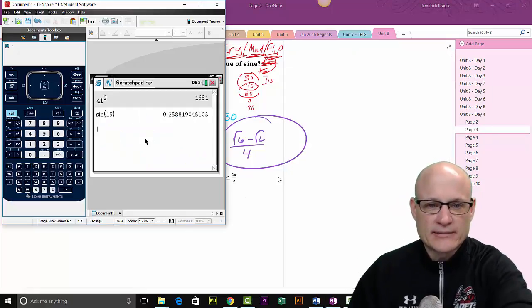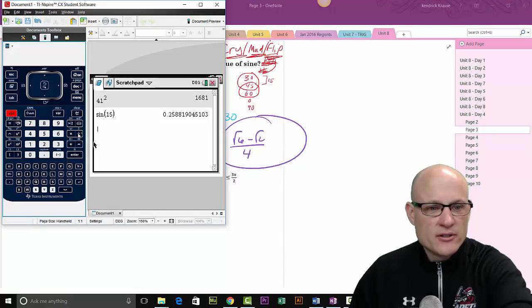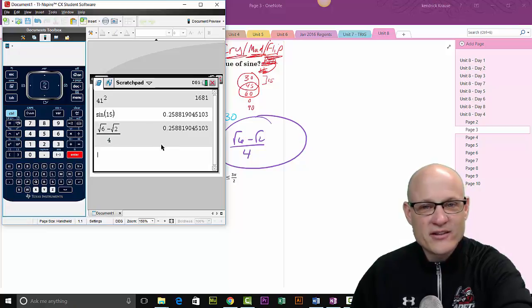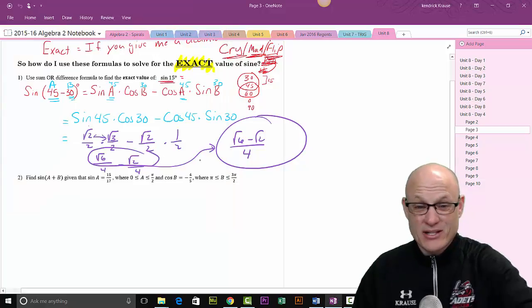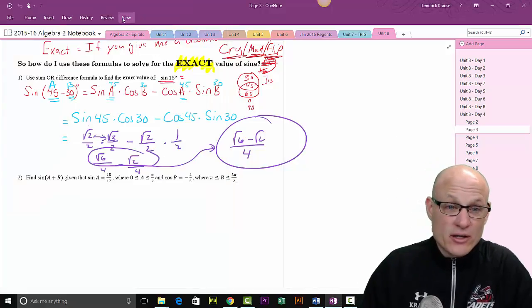Well, let's see what that looks like. Let's see if you said it was the square root of 6 minus the square root of 2 all over 4. Oh, look, the decimals match. That's a quick check to see if you're right, but don't give me the decimals. It'll get ugly around here. You don't want it to get ugly.